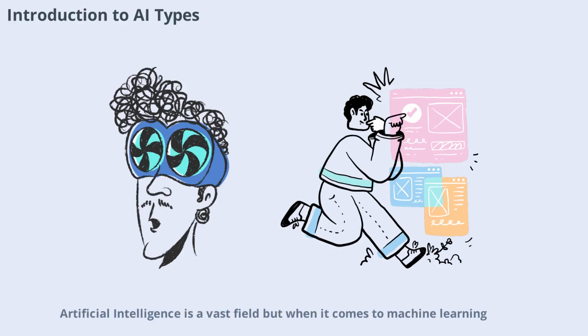Artificial intelligence is a vast field, but when it comes to machine learning, two major approaches stand out: generative AI and discriminative AI. Understanding the difference between these two is crucial for anyone interested in how machines learn and make decisions. In this video, we'll break down what each type means, how they work, and where you might encounter them in real-world applications. Let's start by setting the stage with a quick overview of what generative and discriminative models are, and why this distinction matters in the world of AI.